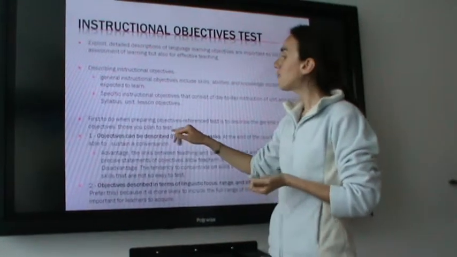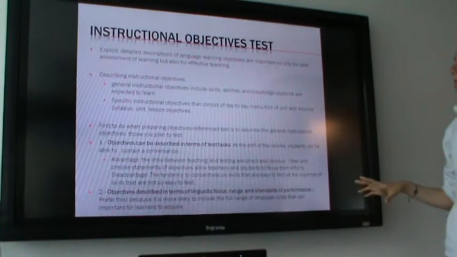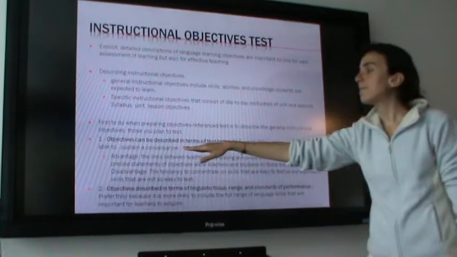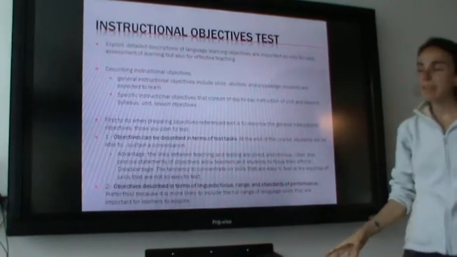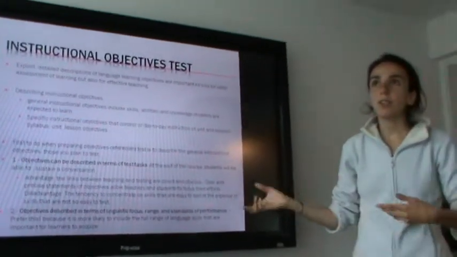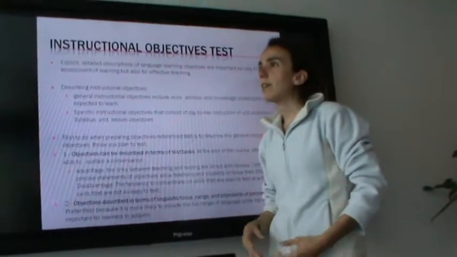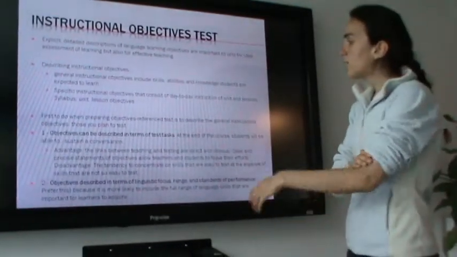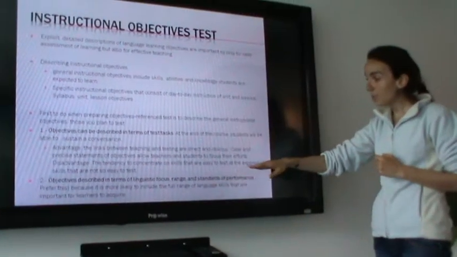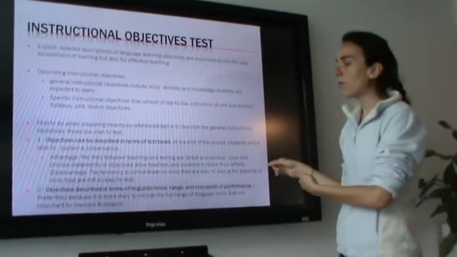First of all, you have to prepare the objectives-referenced test, and you can describe the test objectives in terms of task. For example, at the end of the course, the students will be able to maintain a telephone conversation. And you can describe it in terms of linguistic focus, range, and standards of performance. We will go through this.